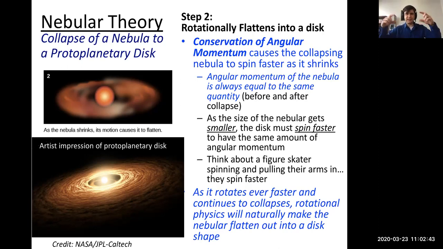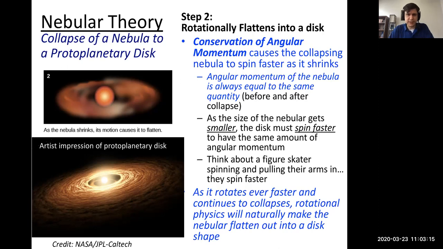As you pull the mass towards the center, to have the same amount of angular momentum, you have to spin faster. So smaller overall radius means larger rotation. That would be an inversely proportional relationship. So as this cloud shrinks, it spins faster and faster. And now we have to consider how things are going to change. This ball of gas and dust is going to change as it rotates faster and faster.